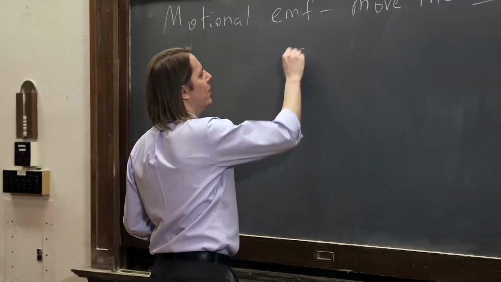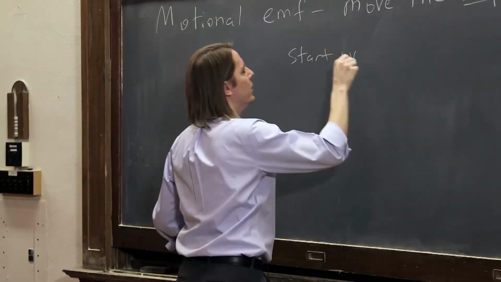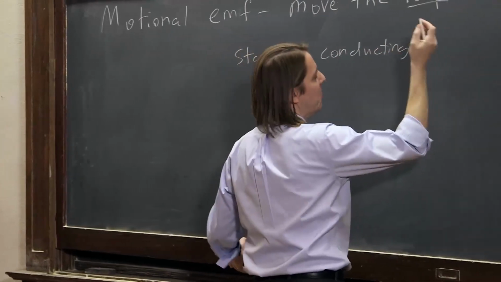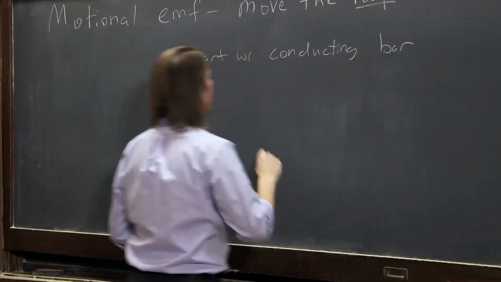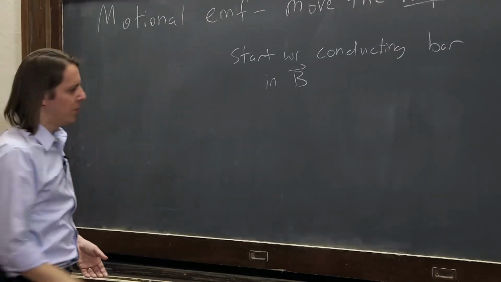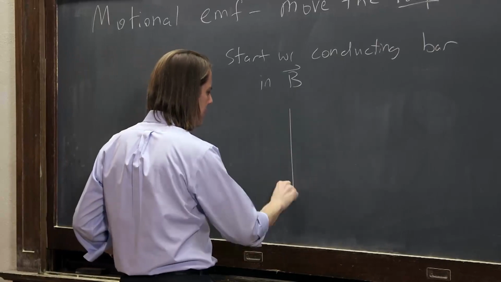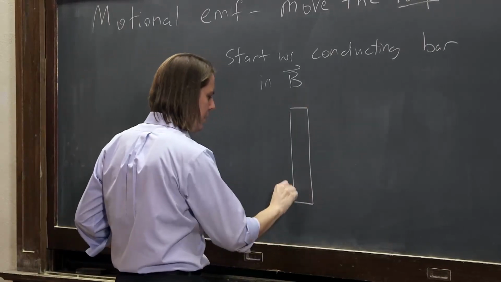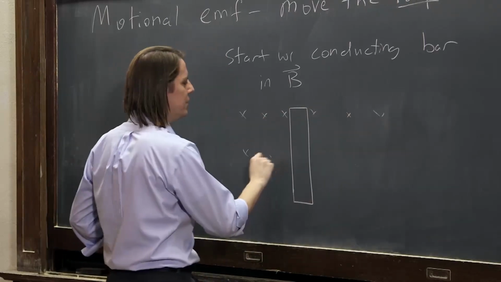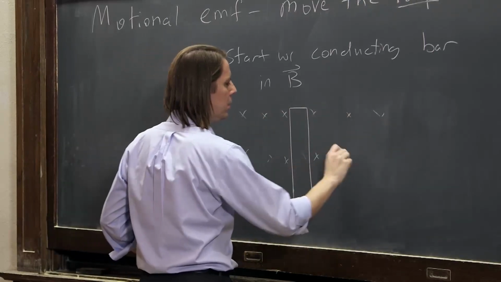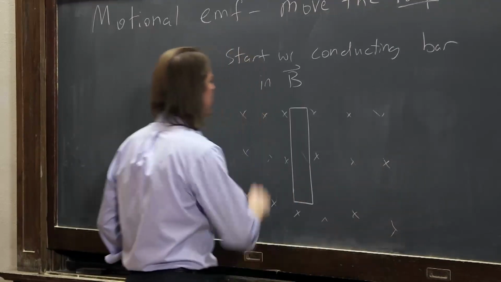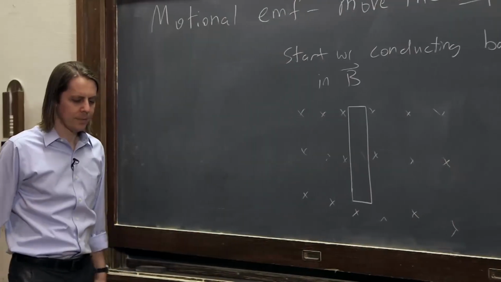Let's start with a conducting bar, or a metal bar in a B field. So let's see. We would want to think about this piece of metal like this, and a B field like we always draw, in this case, into the board. All over the place, okay?